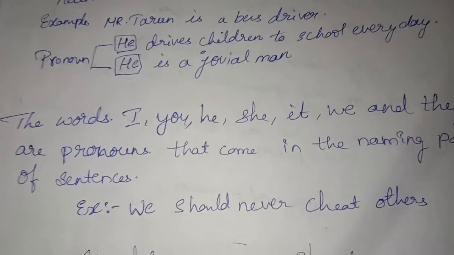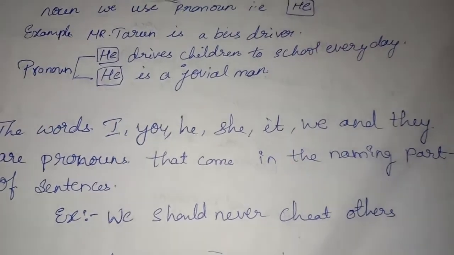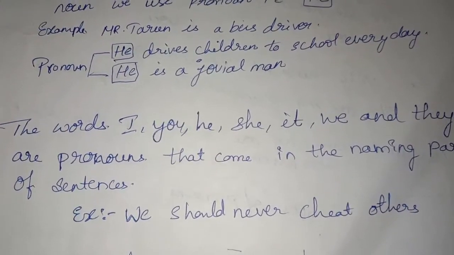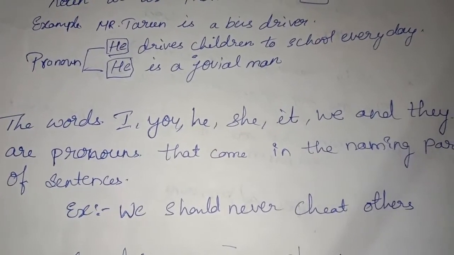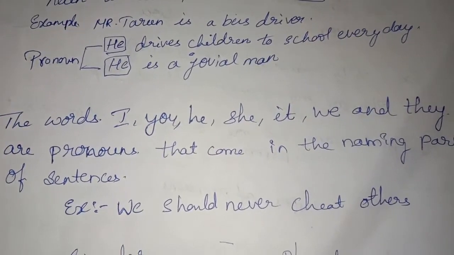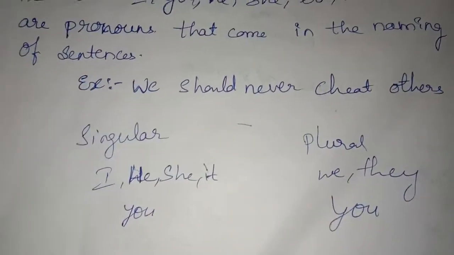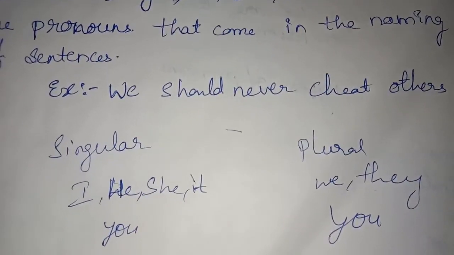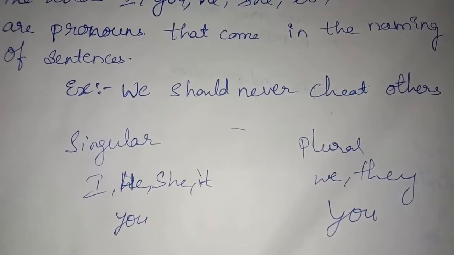See here, the words I, you, he, she, it, we, and they are pronouns that come in the naming part of the sentence. We should never cheat others. Here see, we should never cheat others. See the singular and plural forms, children. Singular is I, he, she, it, you. Plural is we, they, you.